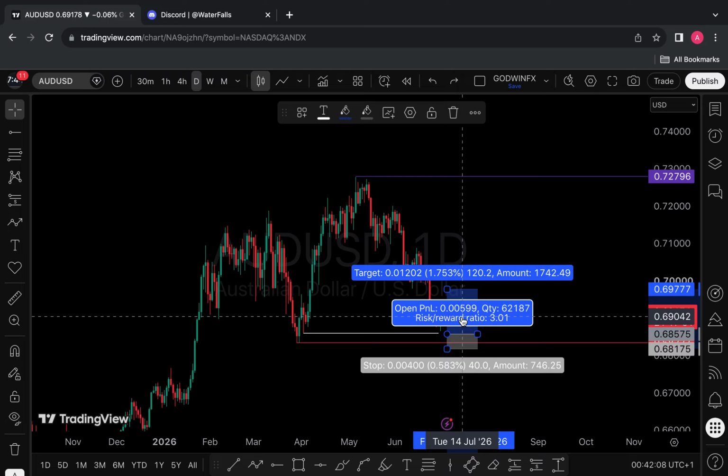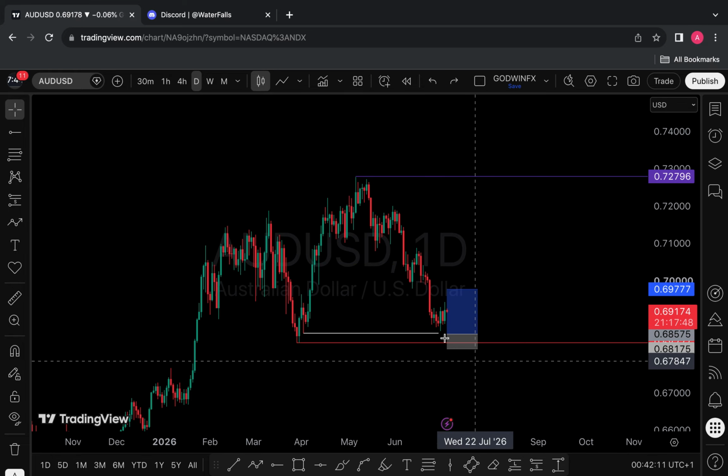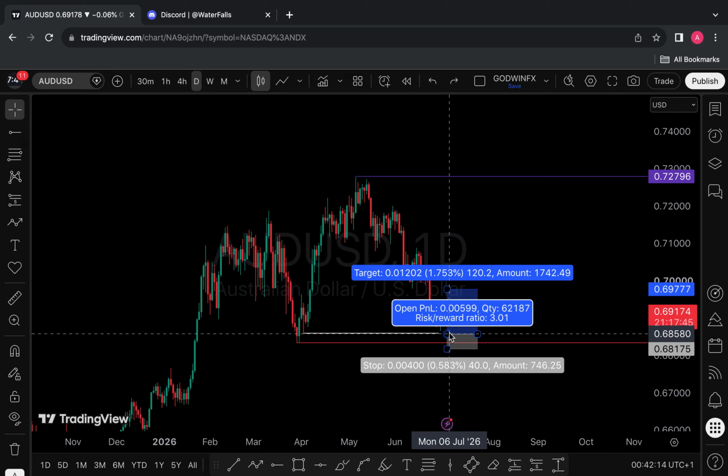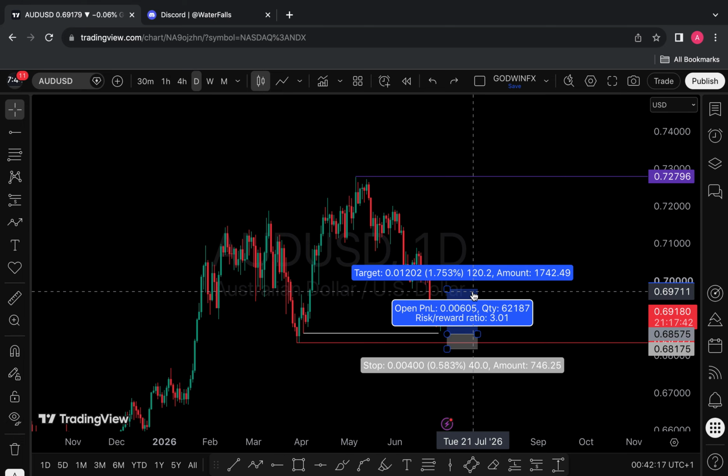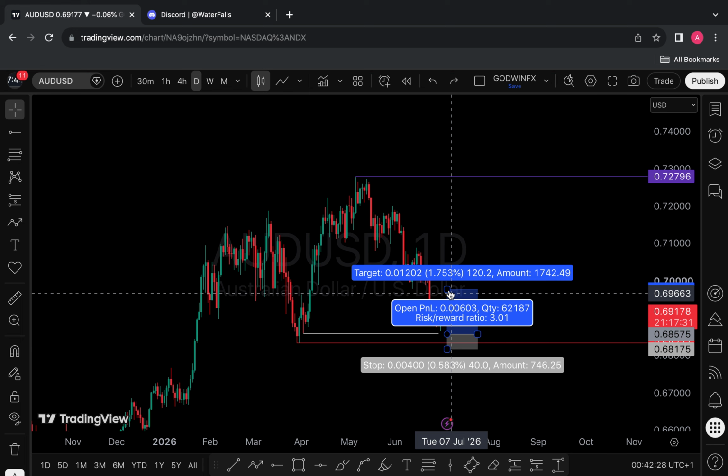You should know what is called pips now. So from this my entry point to this my take profit level, it is 120 pips. Which means if I'm risking $100 here, you can see three here, like risk to reward is three. So if I risk $100 there, I am making $300.